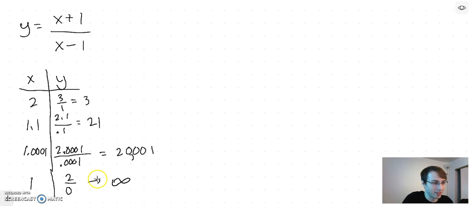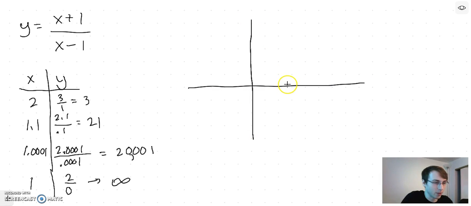So we can see this graphing this here. So we're going to graph here can be x is 1, here's 2. So at 2, y is 3. At 1.1, y is 21. At 1.001, 20,001. So it's blowing up to infinity here.